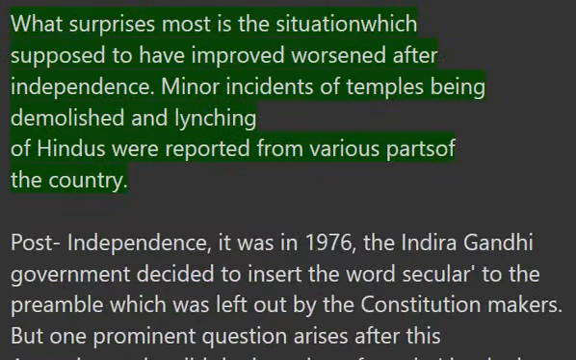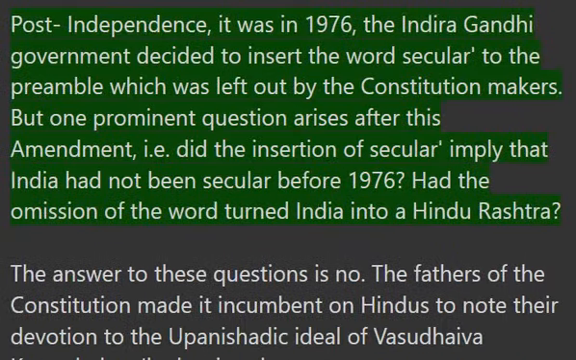What surprises most is that the situation which was supposed to have improved worsened after independence. Minor incidents of temples being demolished and lynching of Hindus were reported from various parts of the country. Post-independence, in 1976, the Indira Gandhi government decided to insert the word secular into the preamble, which was left out by the constitution makers.